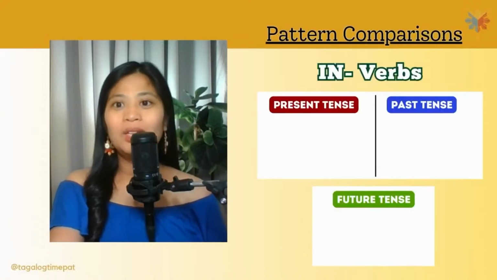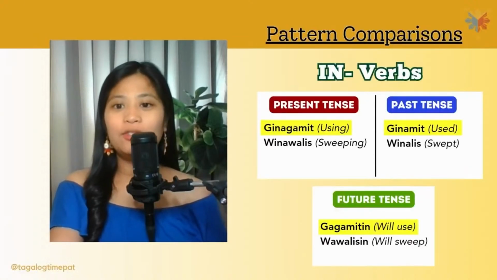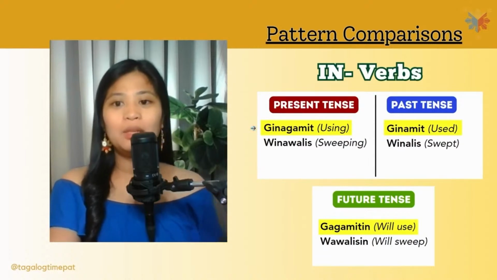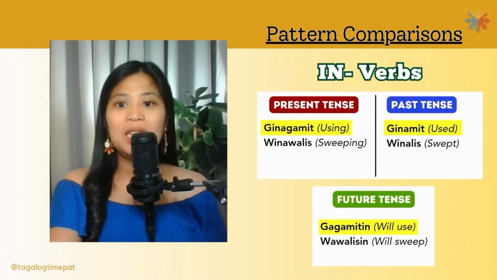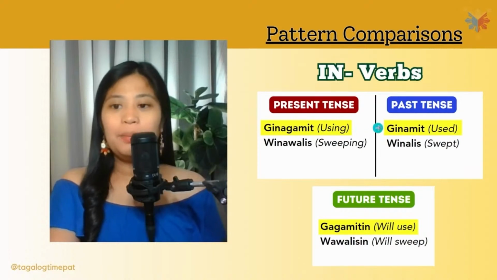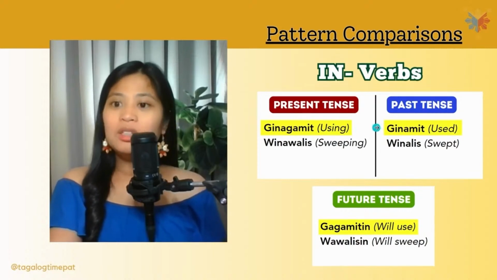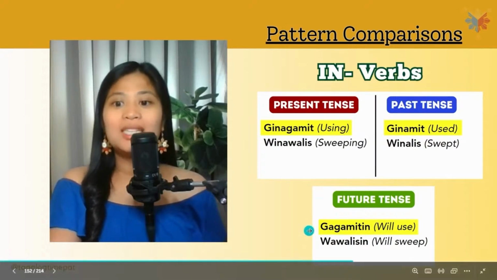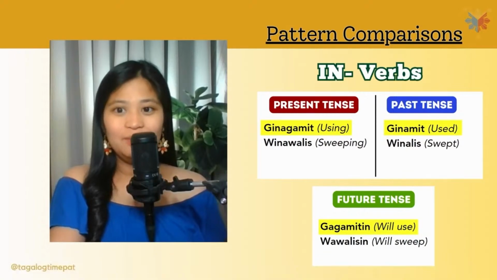Let's compare all of the conjugation patterns for verbs. We'll just take a look at the ones highlighted in yellow. So gamit means to use. In the present tense, it's ginagamit, using. In the past tense, it's ginamit, used. And then the future tense, gagamitin, will use. So very interesting there.